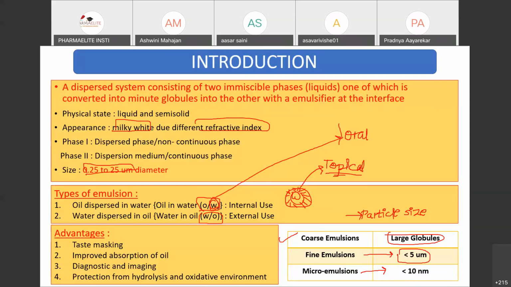If it's an internal application, if it's an oral administration as a route, in that case, I'll require an oil in water emulsion. If I'm giving it through the oral cavity, it should be an oil in water emulsion. If I'm giving it by the topical route, it will be a water in oil emulsion since it's an external application.